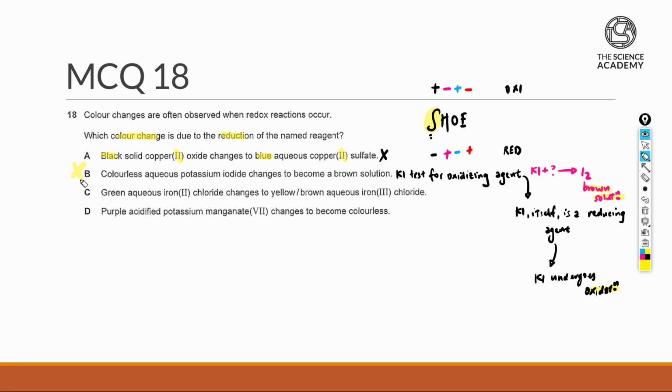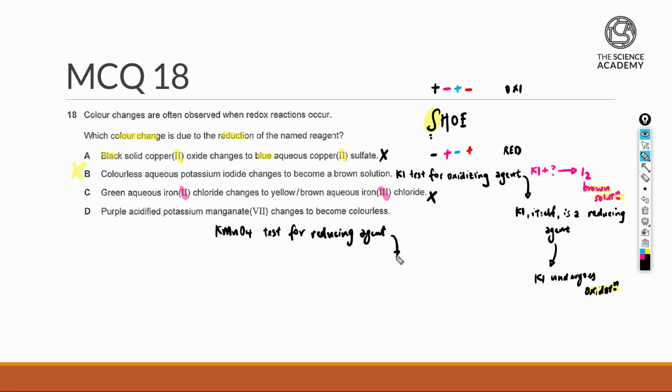Let's take a look at option C. Now option C here, there's a color change for my iron 2 chloride all the way to become my iron 3 chloride. So oxidation state increases rather than decreases, so this is an oxidation event. So the last one here, potassium manganate, KMnO4, actually tests for reducing agent. So it's going to be the same backwards route I'm going to adopt for this, just like my potassium iodide.